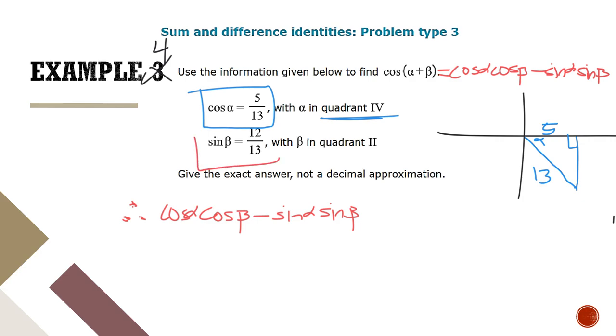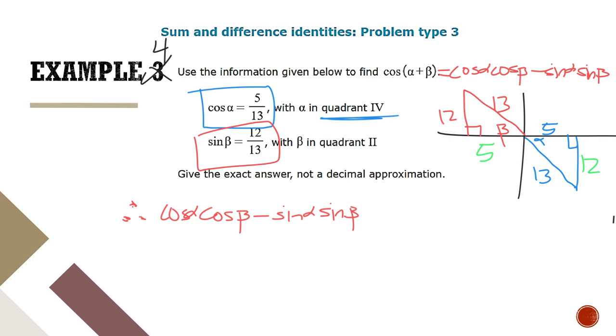Our next one right here, sine of beta, is in quadrant 2. So let's draw another triangle here and put a beta right here. Sine is opposite over hypotenuse. Now we can use the Pythagorean theorem to figure out that this is 5 and this one ends up being 12. In this case it's a Pythagorean triple; 13 squared minus 12 squared ends up being 5 squared. You can do it however you want, but you end up finding that those should be 5 and 12.